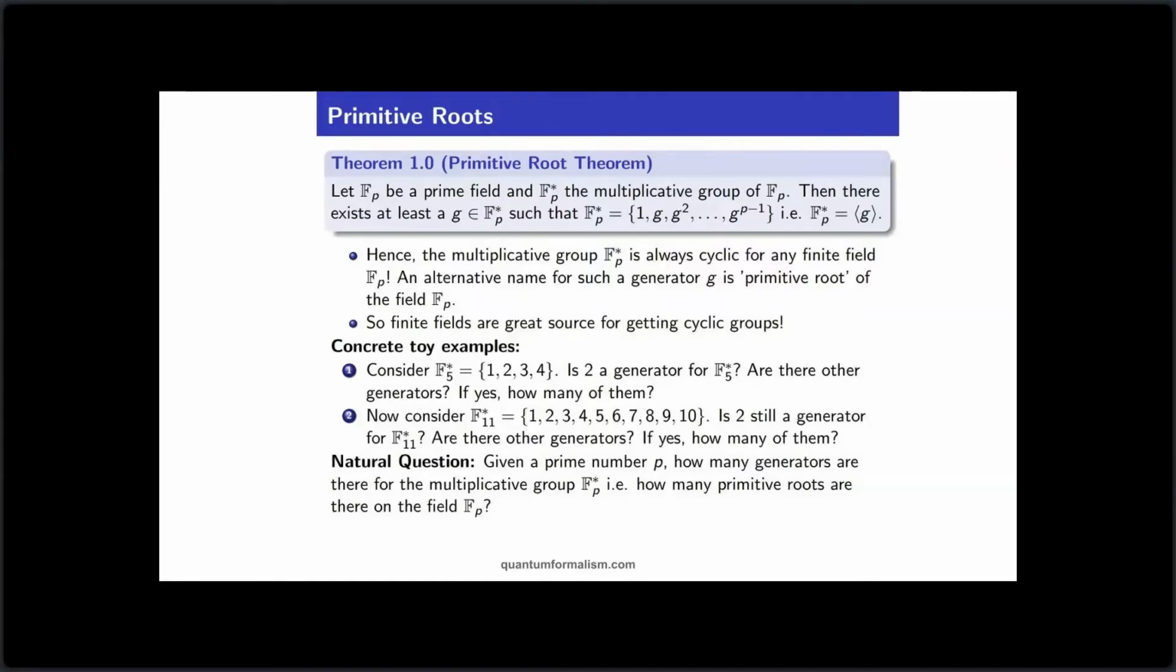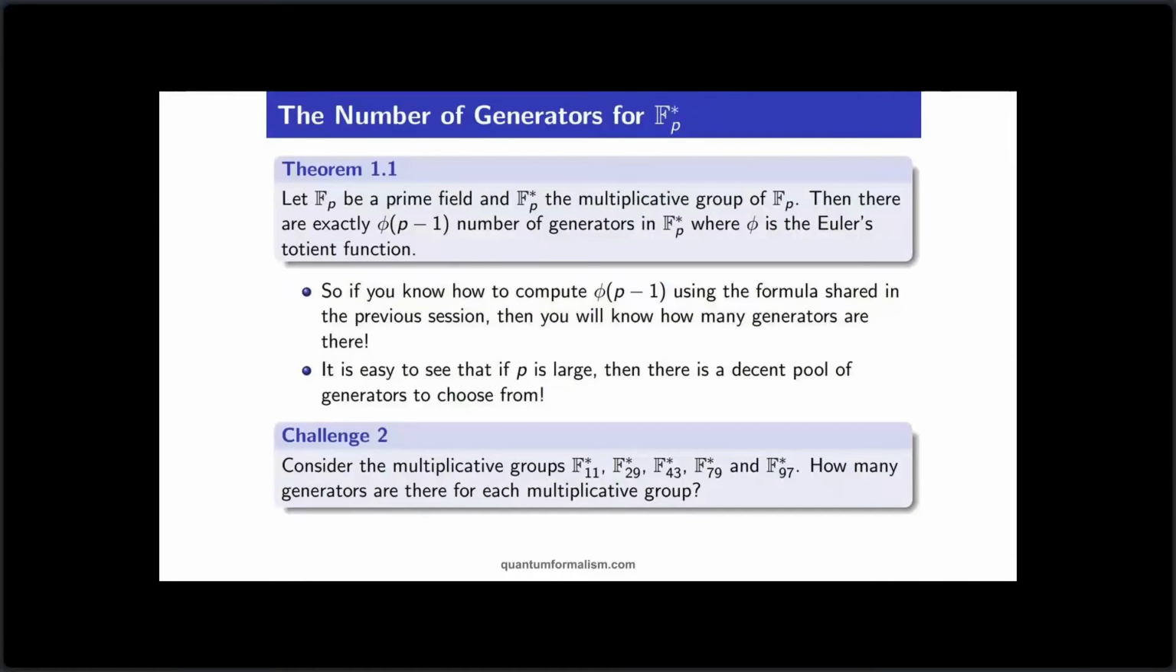Okay, so you will have the answer now through this theorem. It says let F_p be a prime field and F_p star be the multiplicative group of F_p. Then there are exactly phi of p minus 1 generators in the multiplicative group F_p star. Remember this phi is Euler's totient function. We covered it last time. So if you know how to compute it, you know exactly how many generators this multiplicative group has. This is great, isn't it?